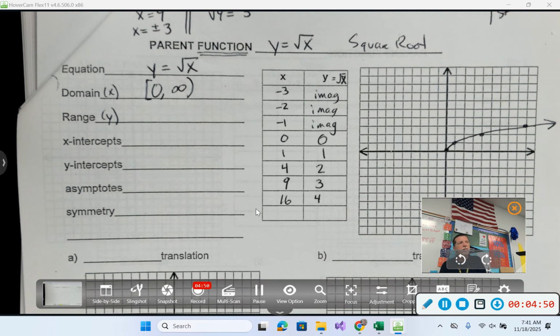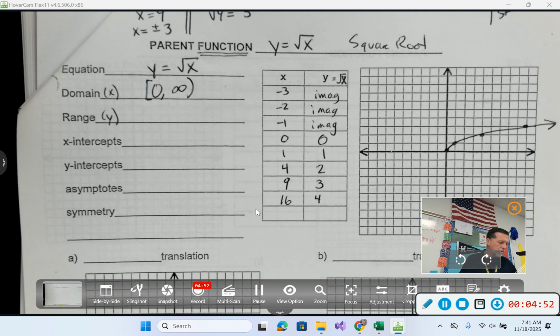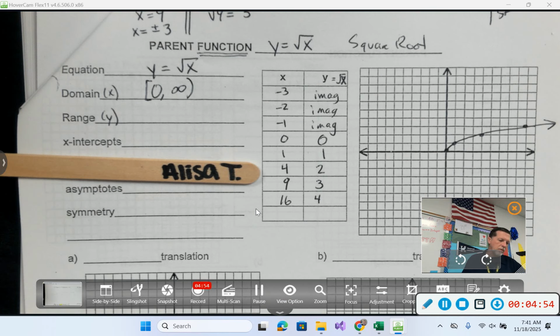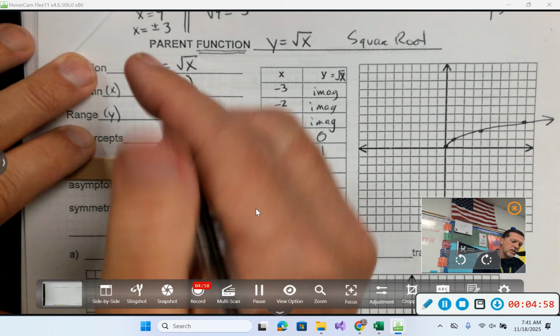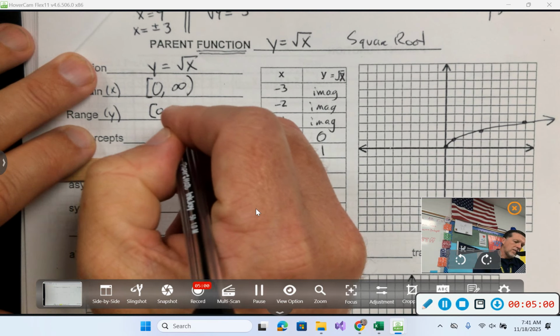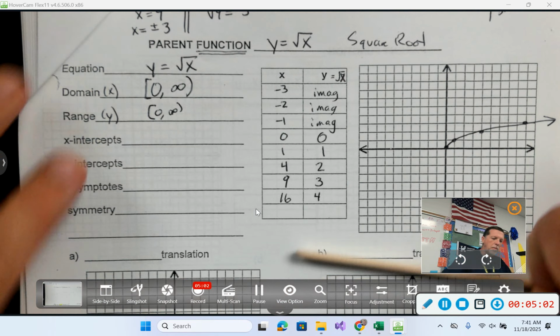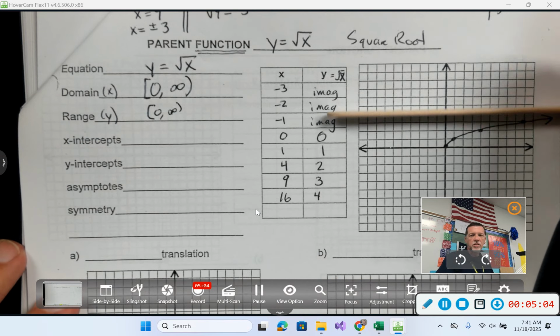So domain is the x stuff, left to right. Elisa, how about range? Good. Bracket 0 to infinity. That's the bottom to the top. Start at 0, go up from there.